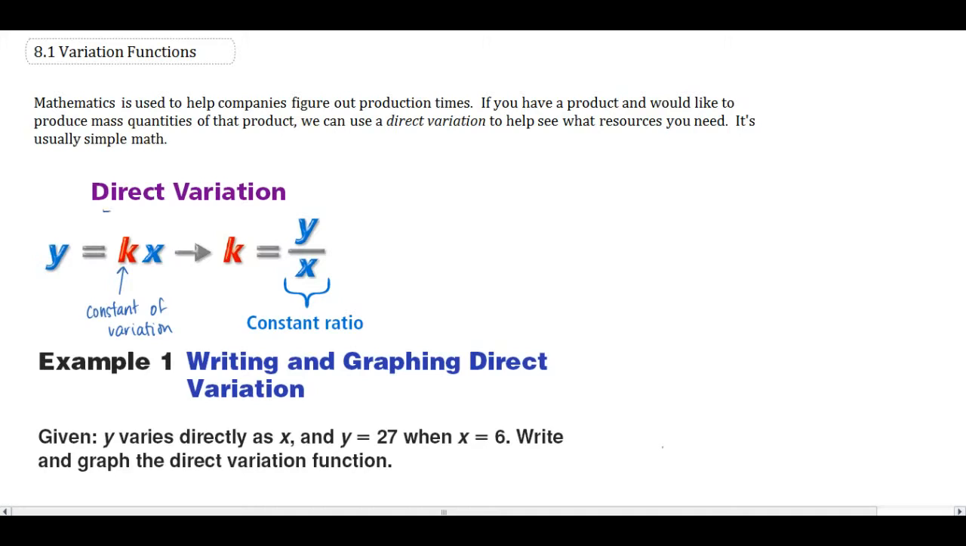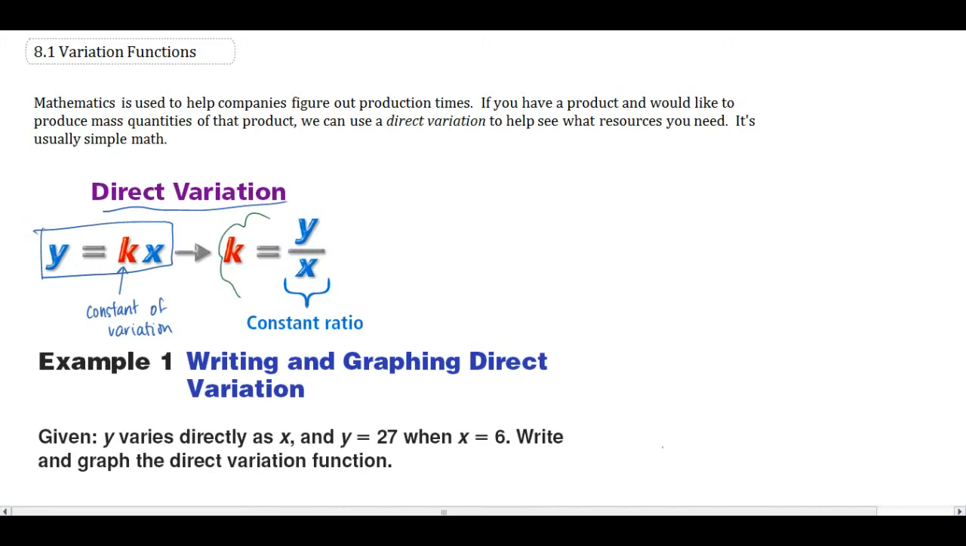So here's our direct variation. It is the equation y equals kx, so that's our equation. And you have a constant of variation, k, and a lot of people will solve for k. In fact, that's usually what you want to do. And you will look for this constant ratio in direct variations of k equals y over x. That's important to remember later on in this lesson.